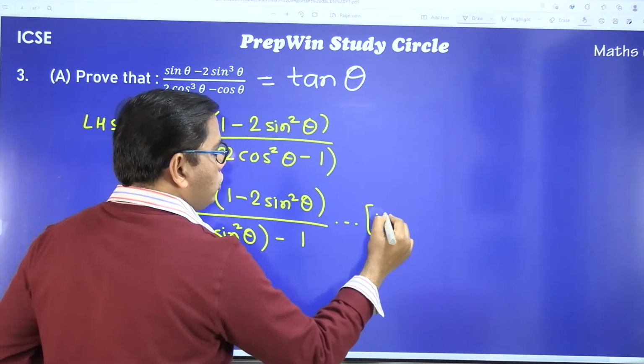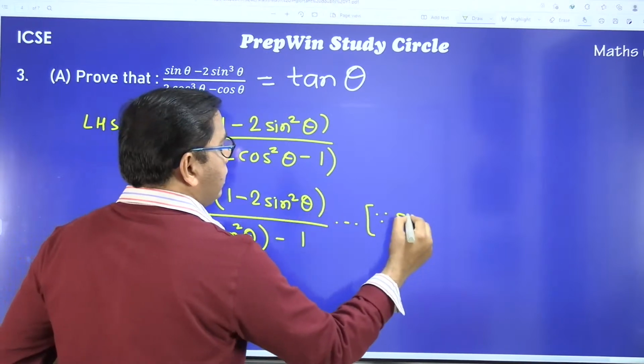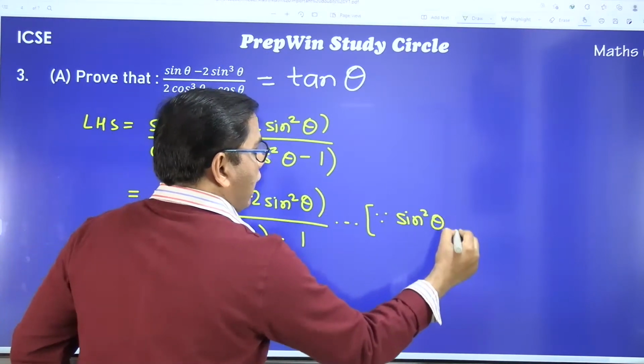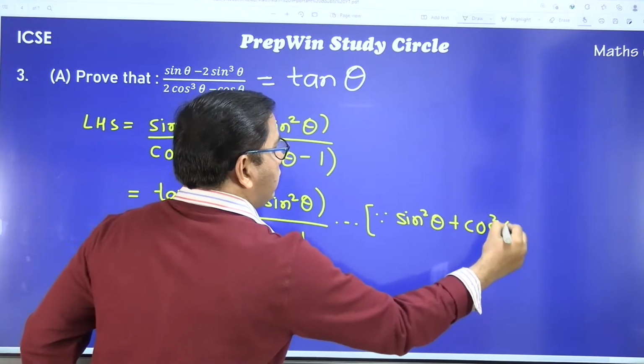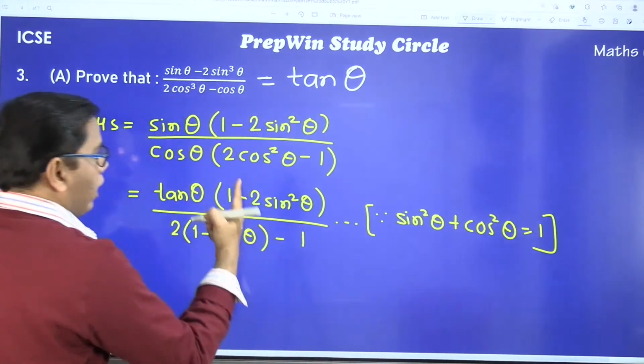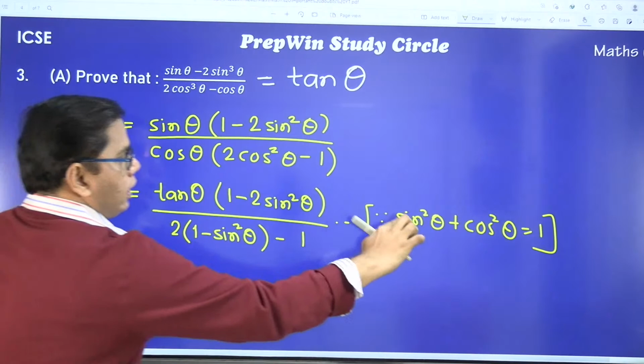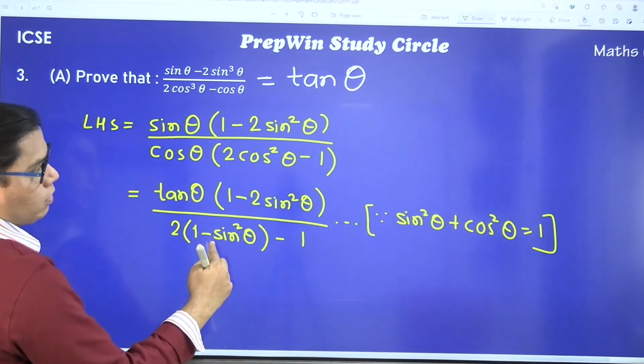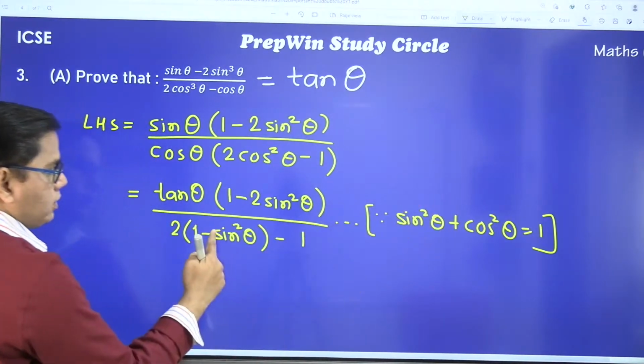Whenever you use an identity, please write the reason. Which identity have we used? Sine square theta plus cos square theta is equal to 1. So cos square theta will be 1 minus sine square theta.